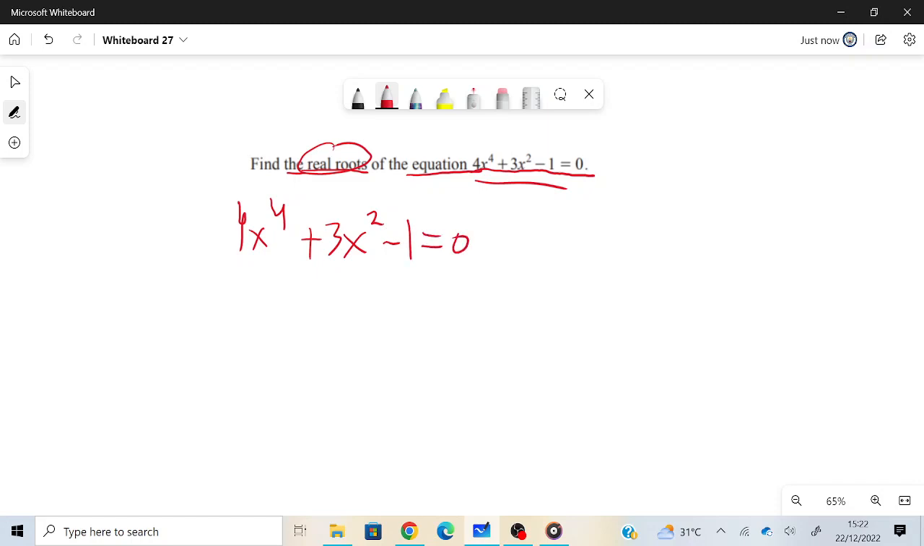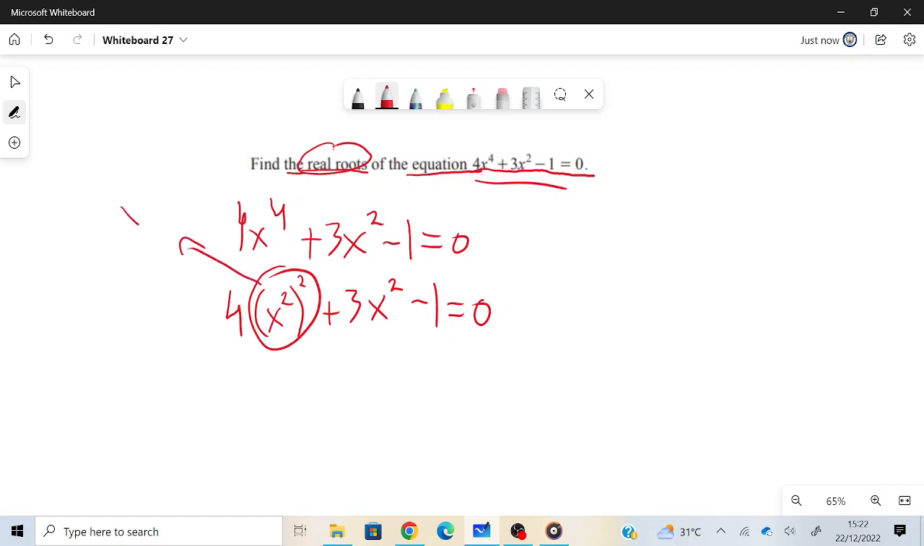Now we can rewrite this as something like this: 4 into x squared, and that to the power of 2, plus 3x squared minus 1 equals 0. And to confirm, if you expand this, this would give you x to the power of 4. So 4x to the power of 4, because this 2 would multiply by this 2.